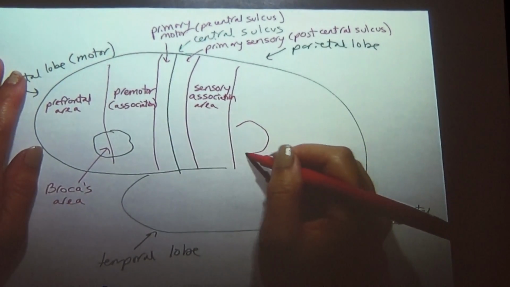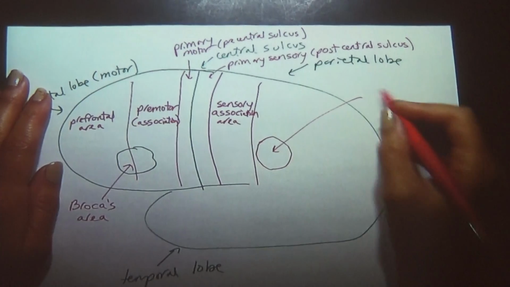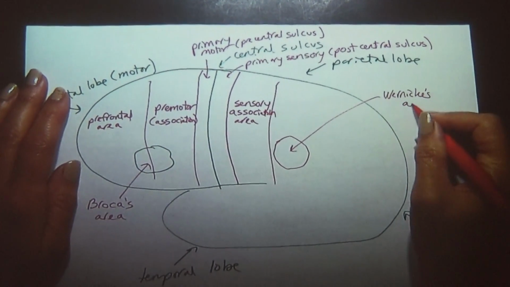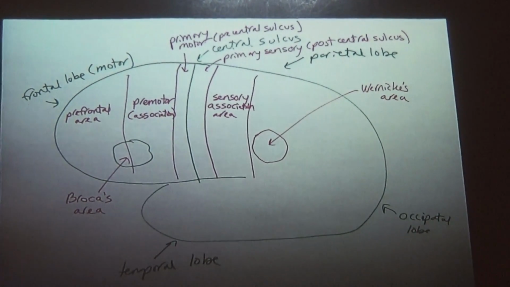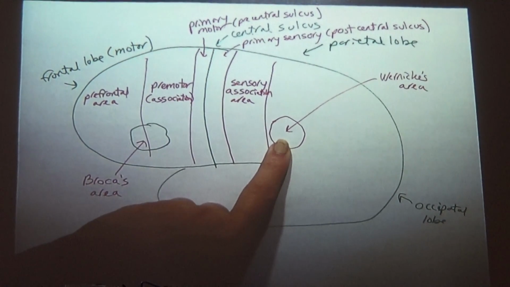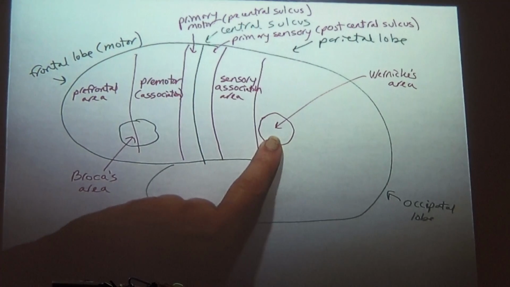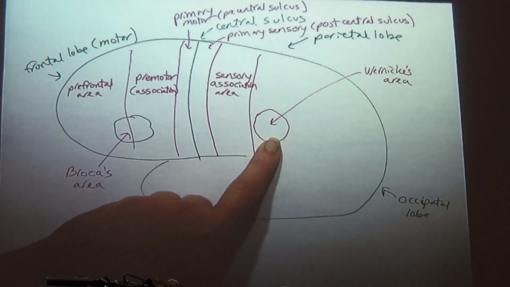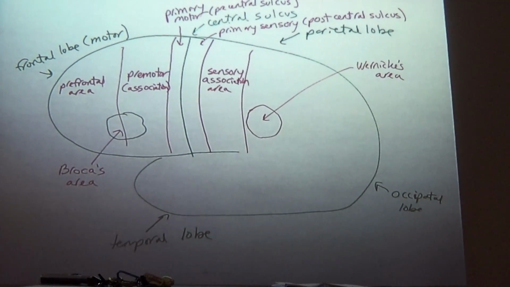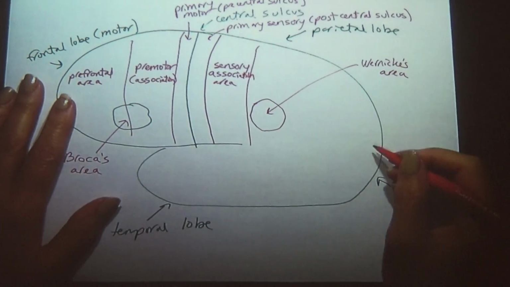Behind that, and again in a rounded sort of area, is something called Wernicke's area, or the general interpretive area. This is where, when you hear things, speech, it makes sense to you. This interprets any speech that you've heard, so words or reading even.